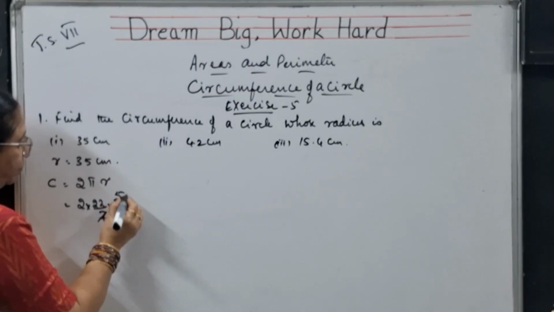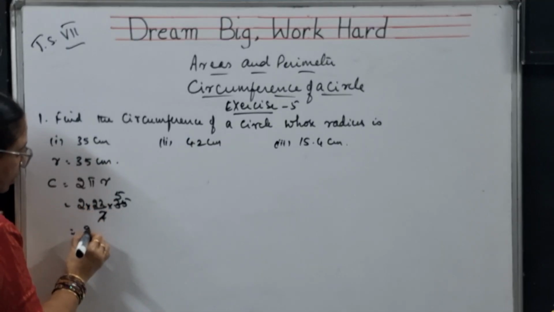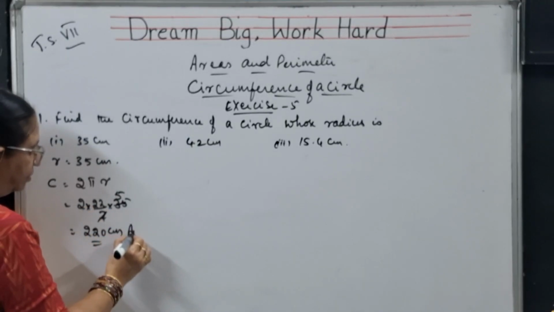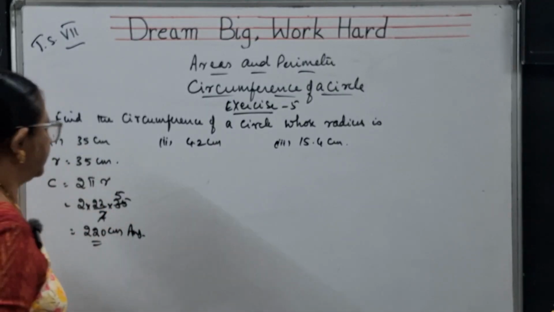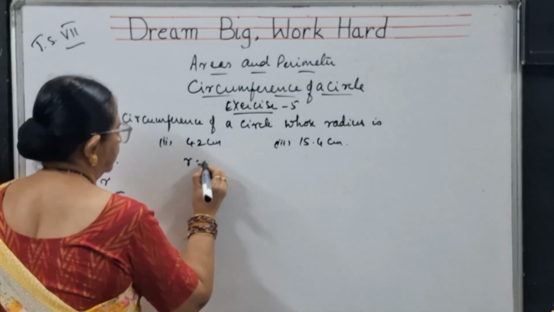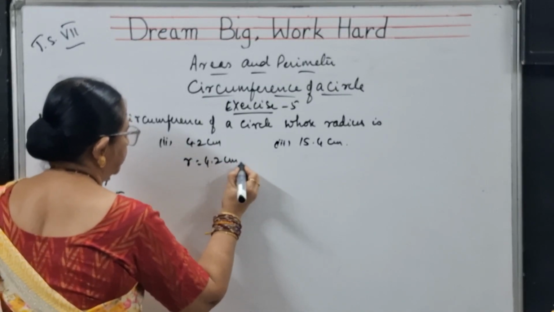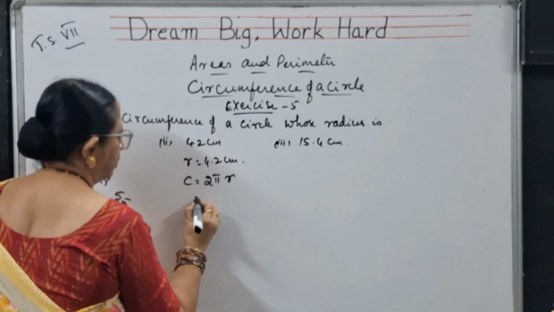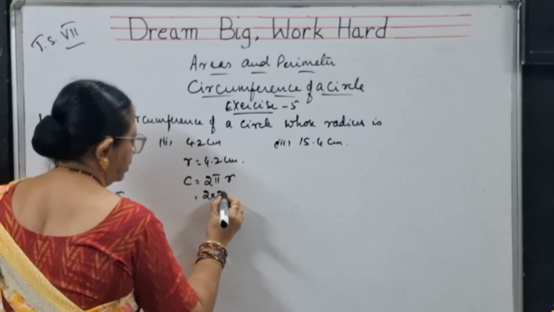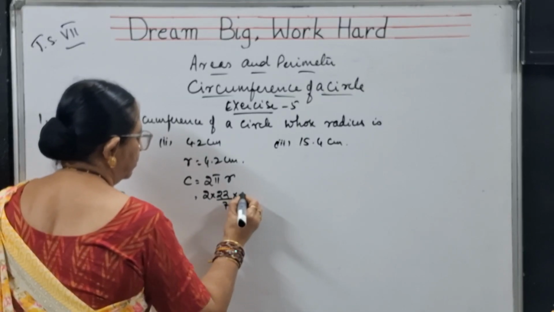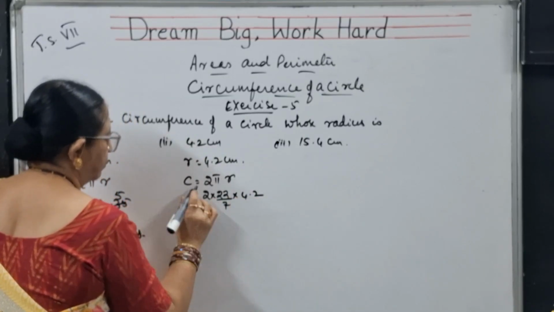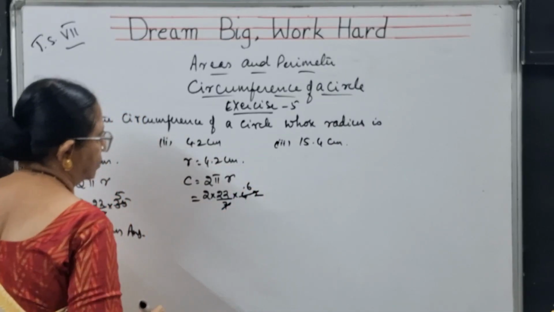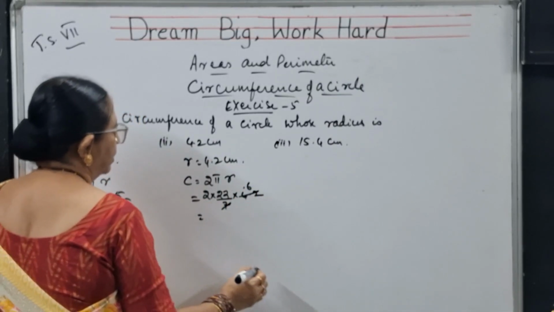35 means 7 5s are, so 5 2s are 10, 220 centimeters is the answer for this bit, children. And second bit, radius is 4.2 centimeters. So circumference is 2 pi r. 2 into 22 by 7 into 4.2. That means you are getting here 7 1s are 7, 7 6s are 0.6. So 6 2s are 12.